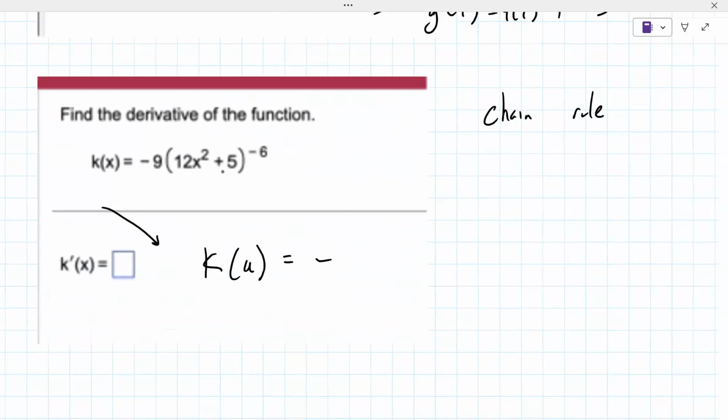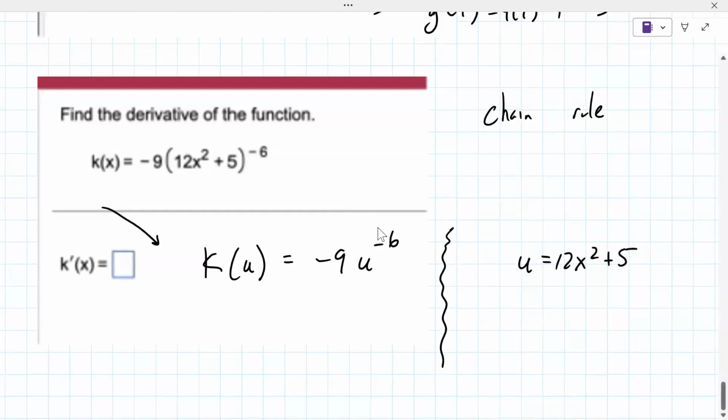K of u equals minus 9 u to the minus 6 power, where u is 12x squared plus 5. Okay. And this right here that I've rewritten, we do know how to take the derivative of. This is a power rule derivative. It's like we were doing early on in our lesson today. You take the exponent, you multiply by the number in front, subtract 1. Hopefully that looks familiar. This becomes 54u to the minus 7 power.